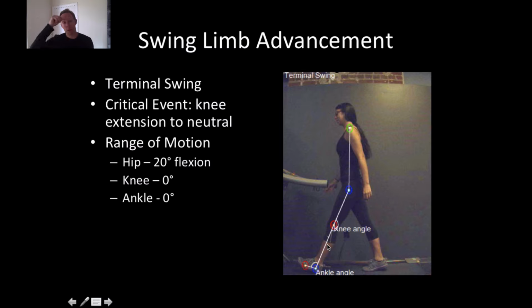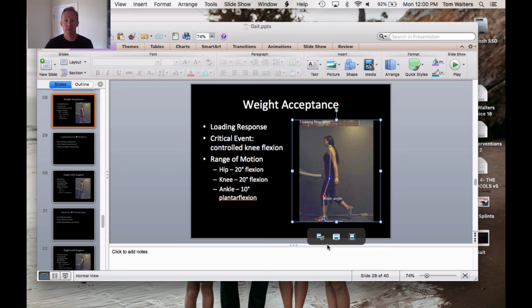That's one gait cycle. So I know it's a lot and it's pretty fast, but that's the whole thing. We went through all 8 events, talked about the range of motion and the muscle activity, and that got us from the left leg starting the gait cycle to the end of the gait cycle. So those are how all the events break down.